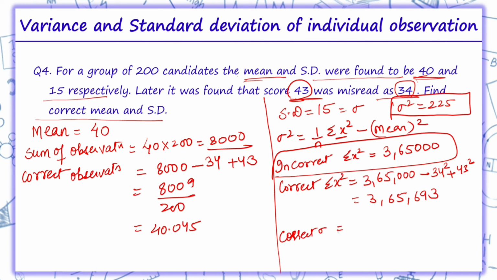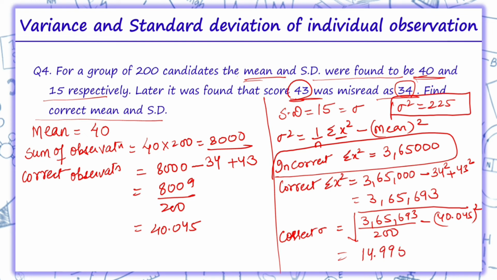We have to find the corrected sigma, that is the standard deviation. So the corrected standard deviation will be the square root of 1 upon n corrected summation of x square, which is 3,65,693 upon 200, minus the corrected mean. The corrected mean which we calculated is 40.045 square. This is the corrected sigma, the standard deviation. When we solve, we'll get 14.995.